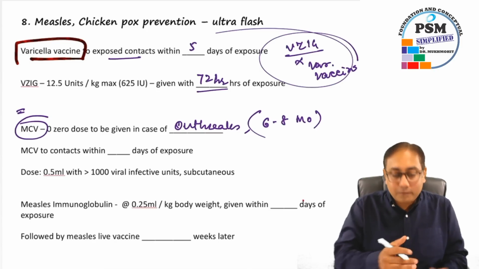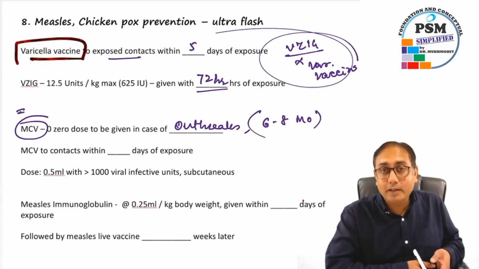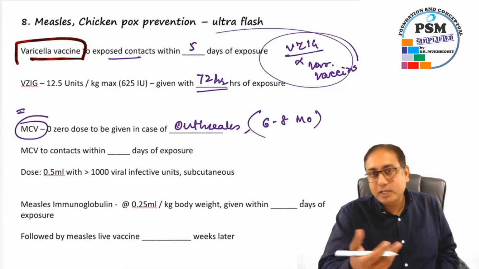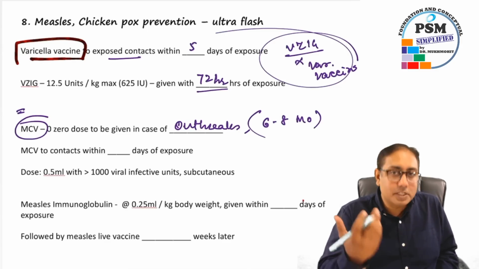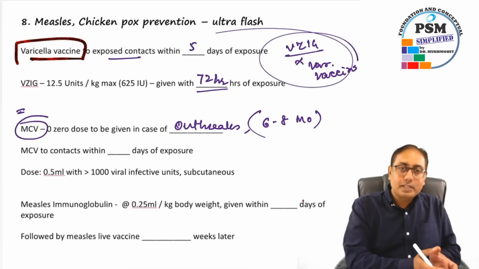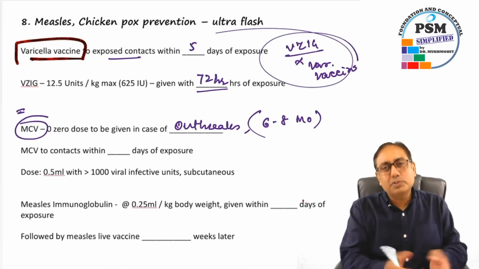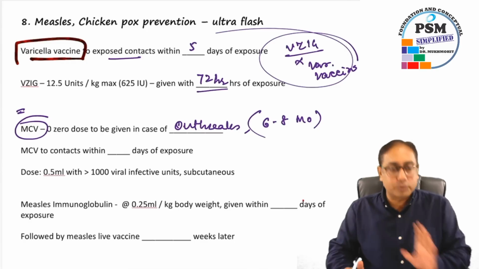Next question can be asked that if a child had already received the measles containing vaccine 0 dose, what about the measles rubella first dose? Do you still need to give to the child? Answer is yes. Please note, the measles containing vaccine 0 dose is an additional dose you give. At least give the measles rubella first dose.